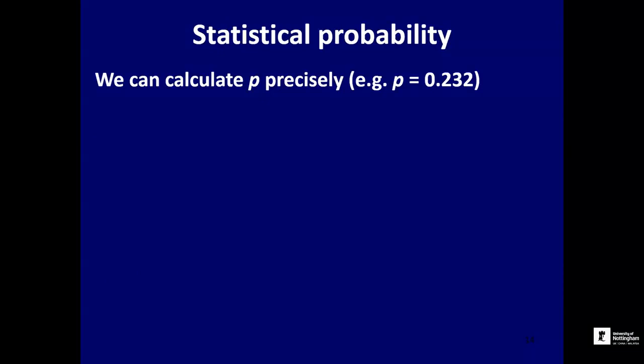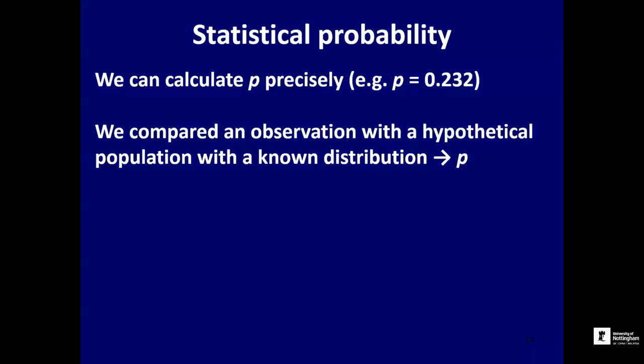So this is the process. We are effectively here calculating p. Now, we looked at it kind of graphically there and asked whether p was greater or less than 5%. But we can actually, using a computer, calculate p precisely. So you'll see p values like 0.232 quoted, meaning there's a 23.2% chance of observing the data if the null hypothesis is true. So what we did with our example is we compared some data, in our case just a single sperm swimming speed, with a hypothetical population that had a known distribution. And that allowed us to calculate p. And that's how all statistical tests work.